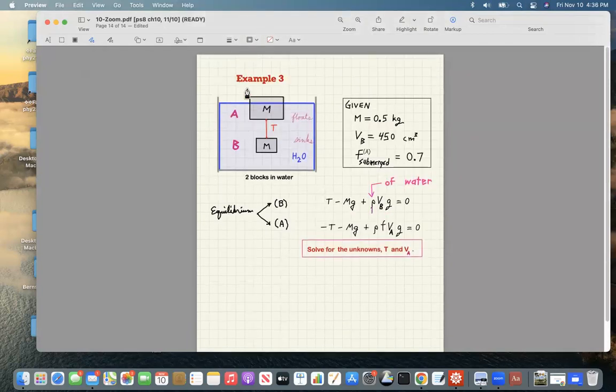Here's a third example from the homework assignment. This also concerns buoyancy. So all of these examples are examples of buoyancy.